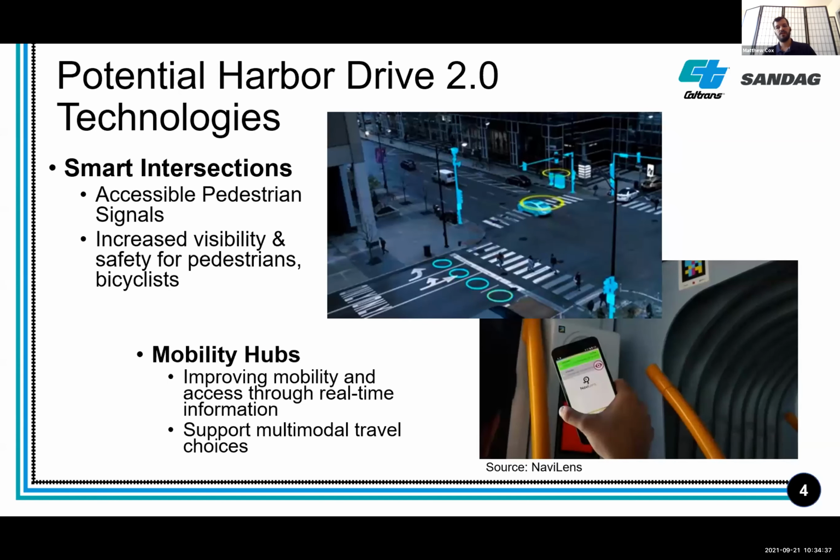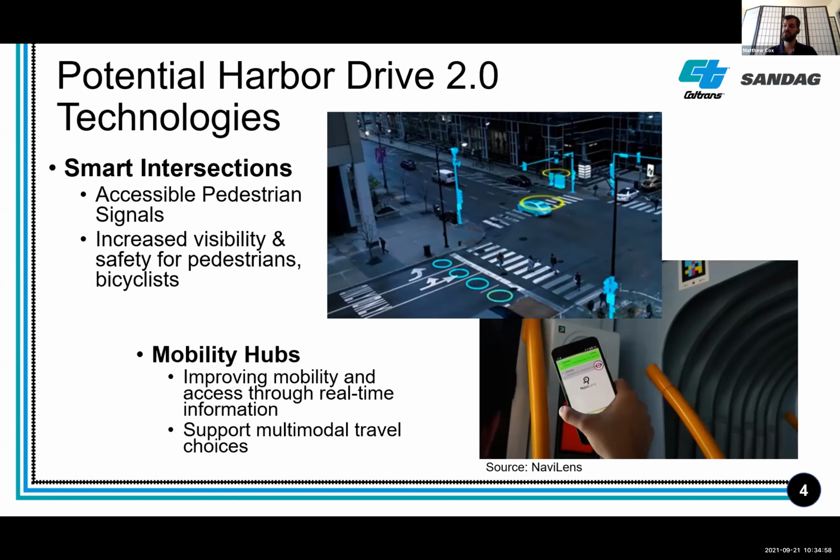And then on slide 4, we wanted to list a couple of the potential ITS, or excuse me, potential Harbor Drive 2.0 technologies that we could use in this area. So the first one I have here is smart intersections, and this is one that I believe you were presented last year as a subset with curb management.